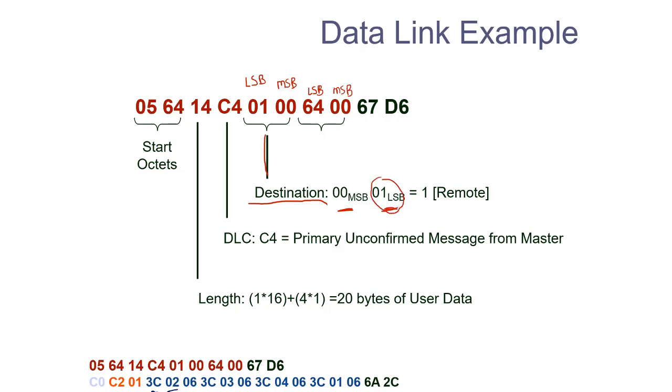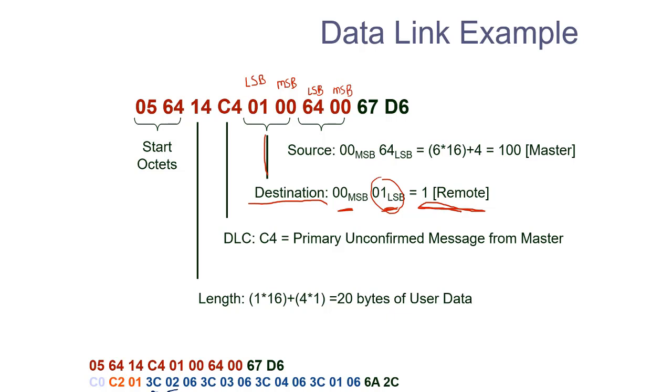So this is in hexadecimal. If I convert it to decimal, that means 1. So that's the address of the destination device. If I move on to the next 2 bytes of information, this is the source. This is where the message is coming from.